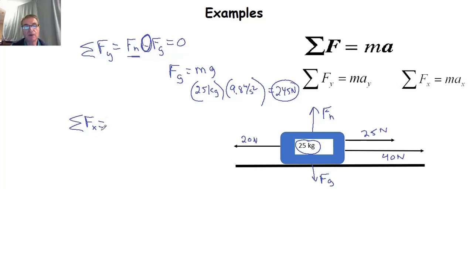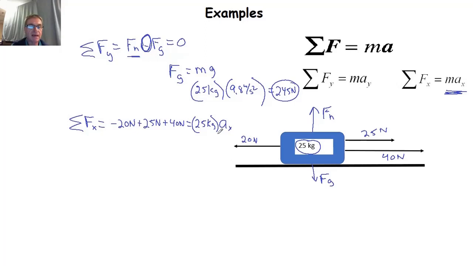What are those? Well, we have 20 newtons pointing to the left, so that's going to be negative 20 newtons, because to the left is always taken as a negative sign. Then we have the two vectors pointing to the right. They are both positive because they're pointing to the right, a 25 newton force and a 40 newton force. And that's going to be equal to, what's over on the right-hand side here? m a_x in the x direction. So the mass is 25 kilograms times a in the x direction.